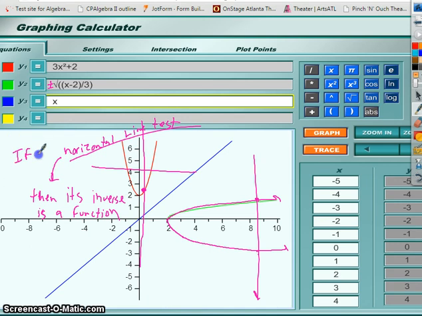So if it passes the horizontal line test, that means that the horizontal line does not strike it twice. This one, it struck it twice, so it didn't pass it anywhere. But if it passes the horizontal line test, then its inverse is a function. You can make that look better than I did.